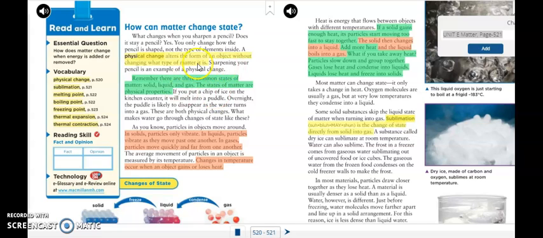We just change the shape of a pencil or paper, so not the type of element inside. These are examples of physical change. A physical change alters the form of an object without changing what type of matter it is. So sharpening your pencil is an example of a physical change.